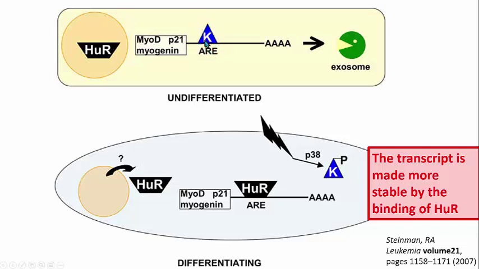When K protein is sitting on the RNA, it is very unstable and the RNA will be destroyed. When HuR is activated, it now binds onto that same sequence. K is pushed off and becomes phosphorylated, and now the transcript becomes stable in the differentiated cell. Notice this is the common way in which we increase the stability of transcripts in muscle or any other differentiated cell. This particular example is for a muscle-specific protein called myogenin.